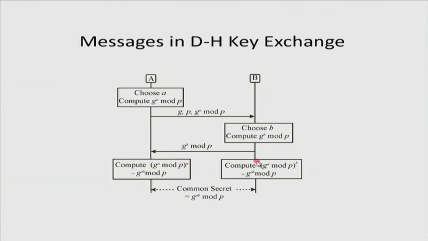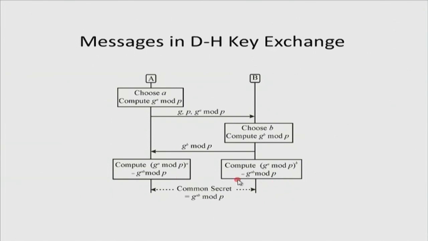So G raised to B mod P is sent across, and then when she receives his public key, she computes G raised to B mod P to the power of her private key A, this whole thing modulo P, and the result that she gets is G raised to AB mod P. And what he does is when he gets her public key G raised to A mod P, he raises that to the power of his private key B, so he gets the same value G raised to AB mod P, and nobody knows this value except the two of them.